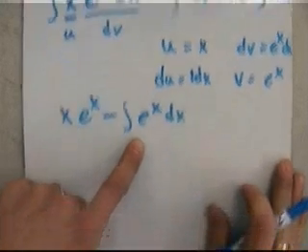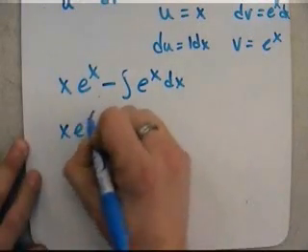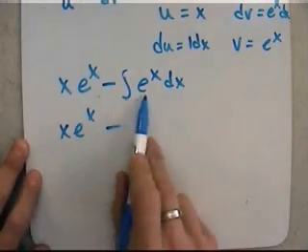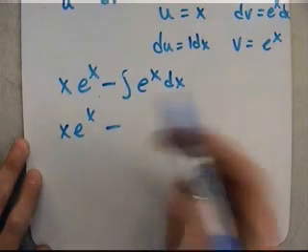All right, so now I've got it into this nice little function that I can do now, right? I've got x e to the x minus the integral of e to the x dx. Well, what's the integral of that? What happens when you integrate e to the x? Okay?